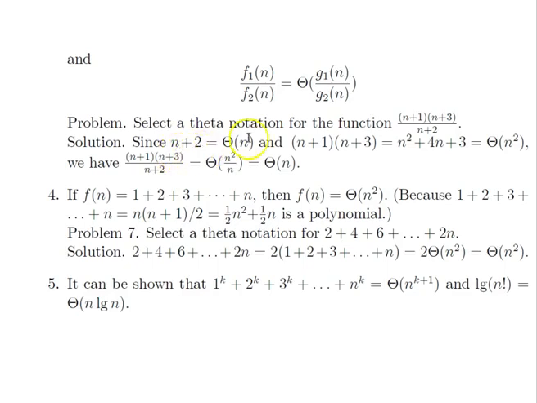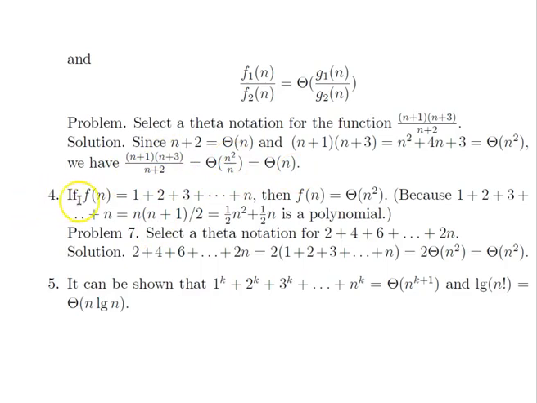n plus 2 is theta of n because this is a polynomial. This is also a polynomial, so it is equal to theta of n squared. Then the quotient is theta of n squared over n, which is theta of n.